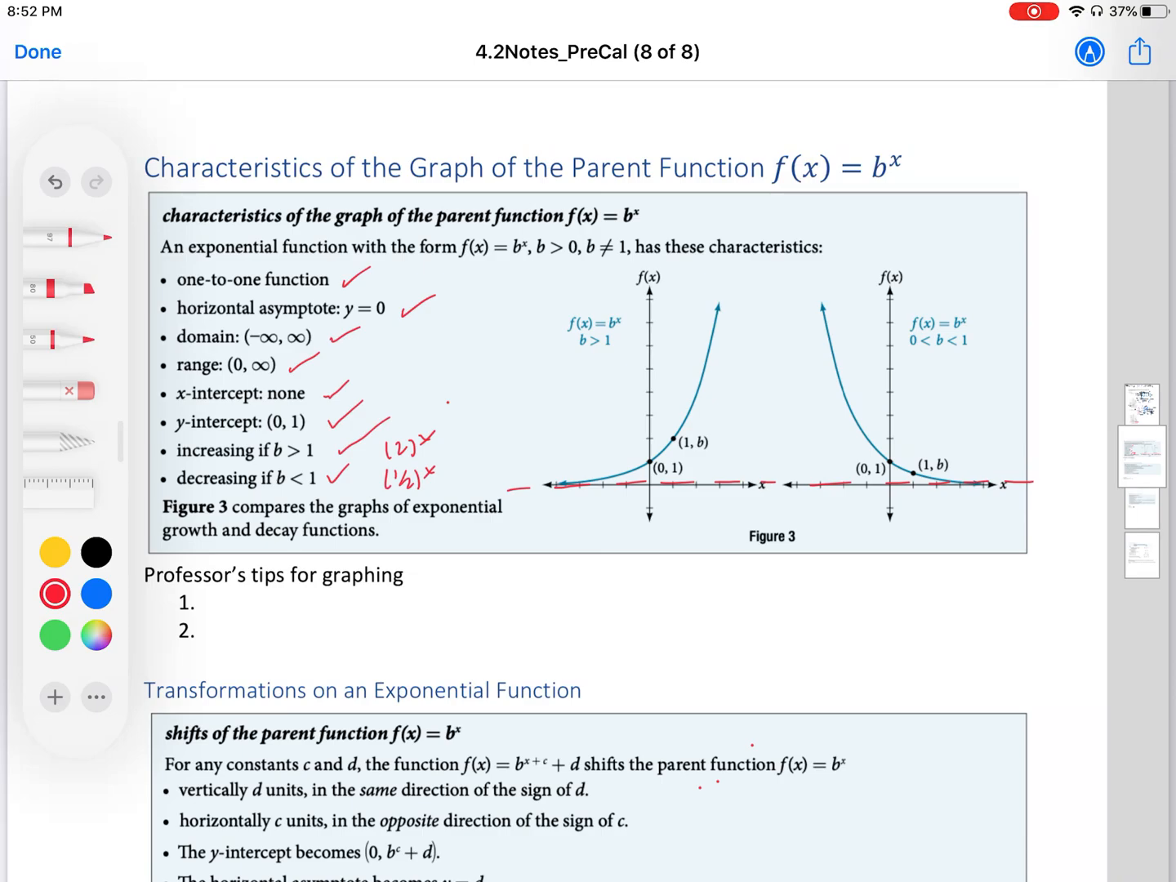All right, so what are my tips for graphing an exponential function? First, you want to label your horizontal asymptote.